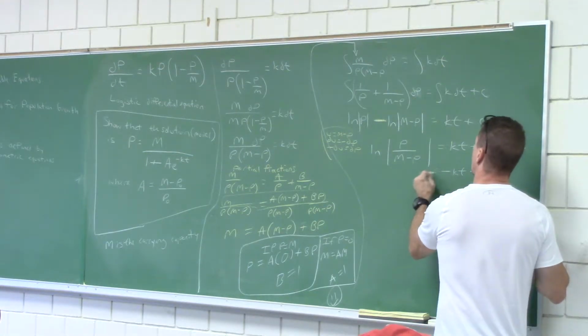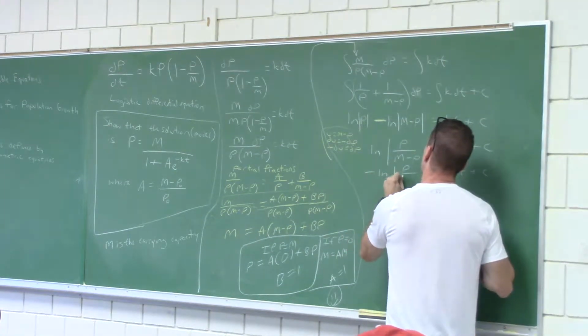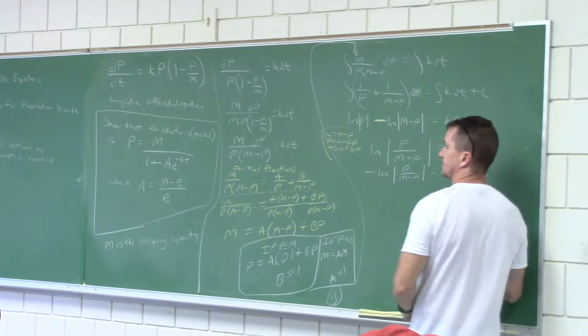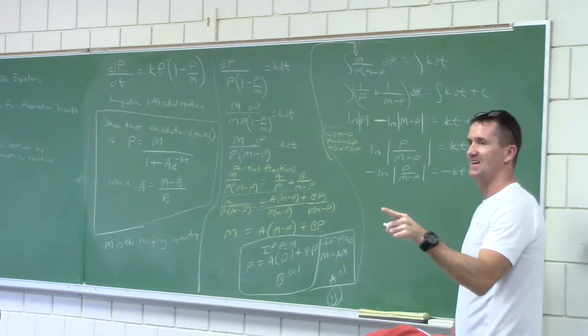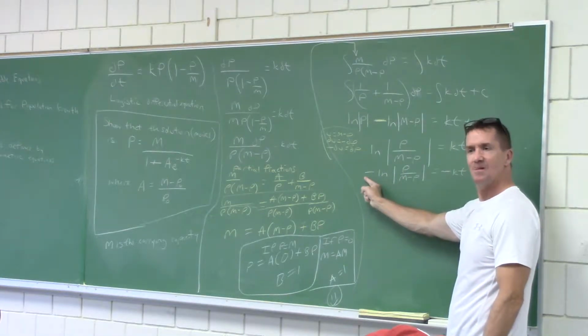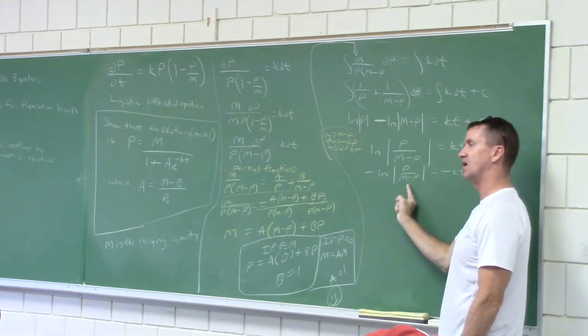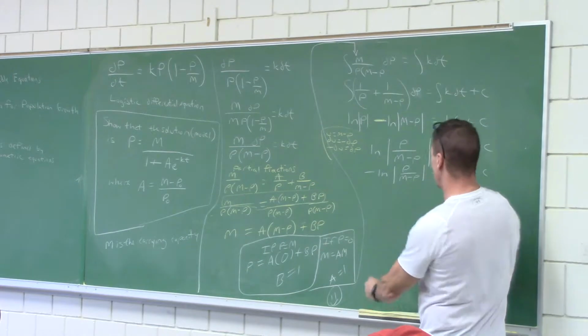Kt plus c, and what does that equal to? Now, who knows an easier way to write the left side? By a log property. That's natural log of this raised to the negative 1, right? He knows it, good job. You can just flip it. I'm going to do that.